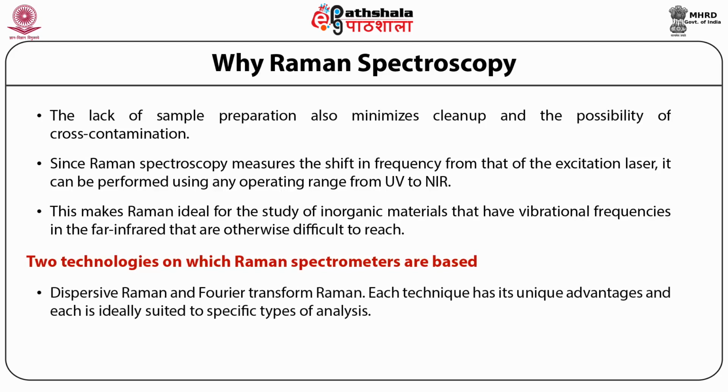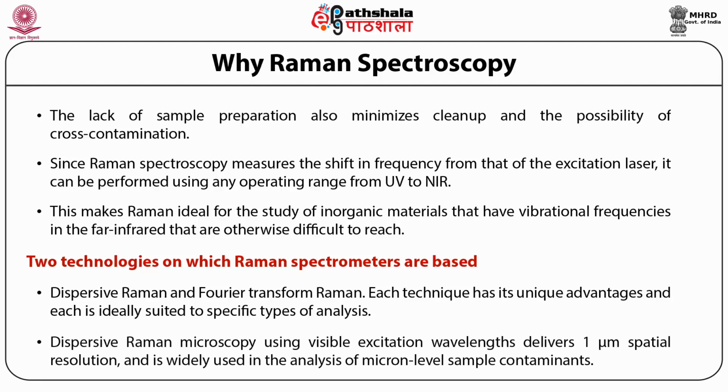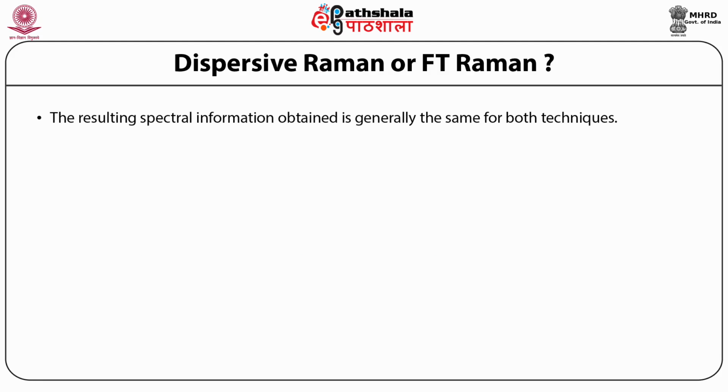Each technique has its unique advantage and each is ideally suited to specific types of analysis. Dispersive Raman microscopes using visible excitation wavelength deliver 1 micrometer spatial resolution and are widely used in the analysis of micron level sample contaminants. We will talk about Dispersive Raman or FT Raman. What is it actually? The resulting spectral information obtained is generally the same for both techniques.